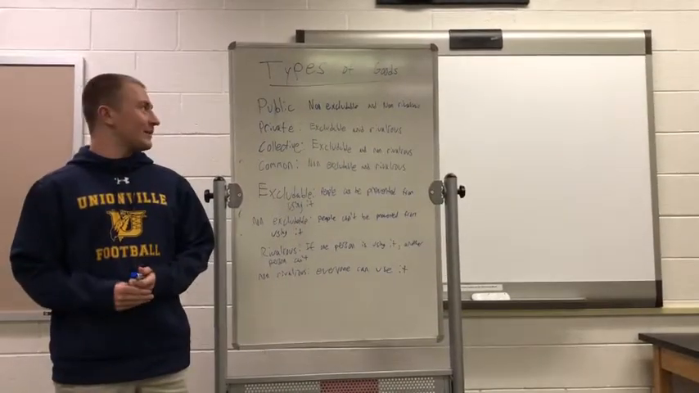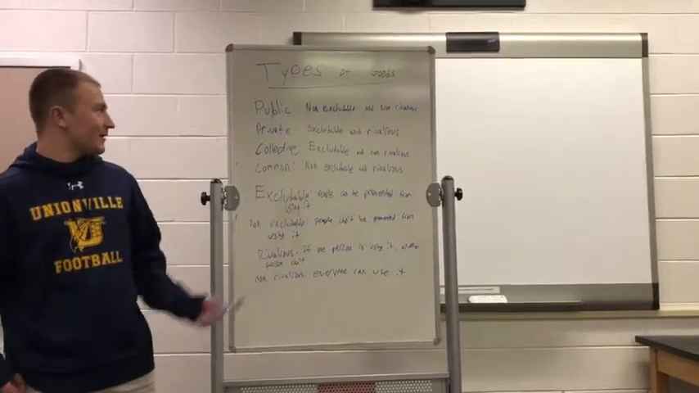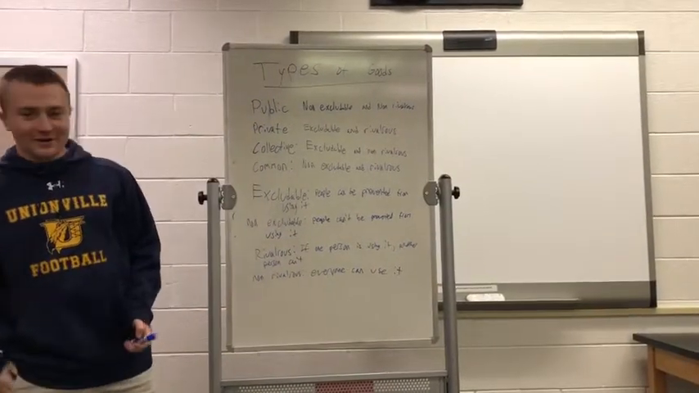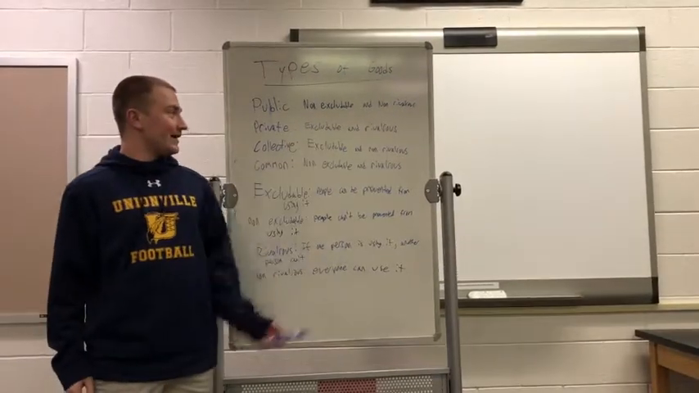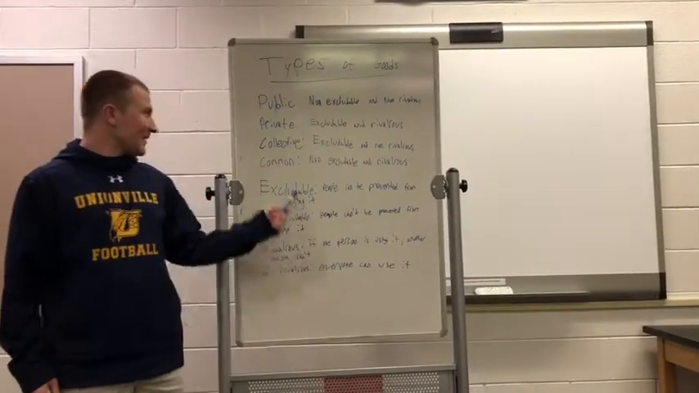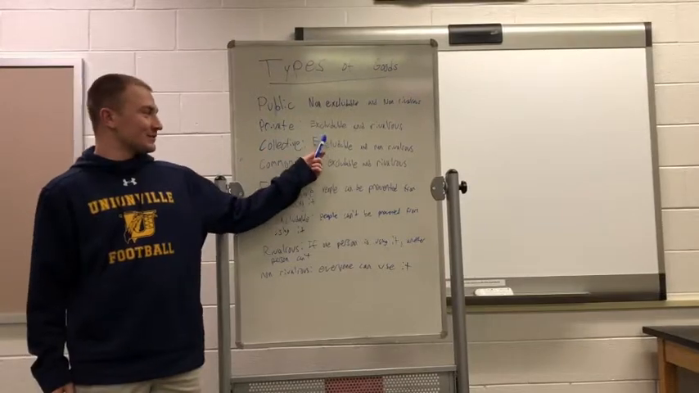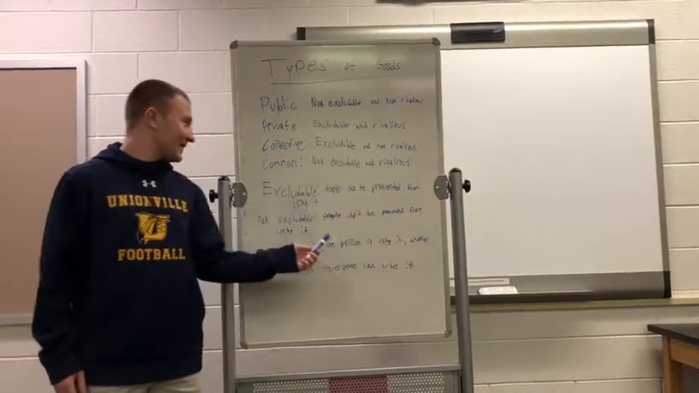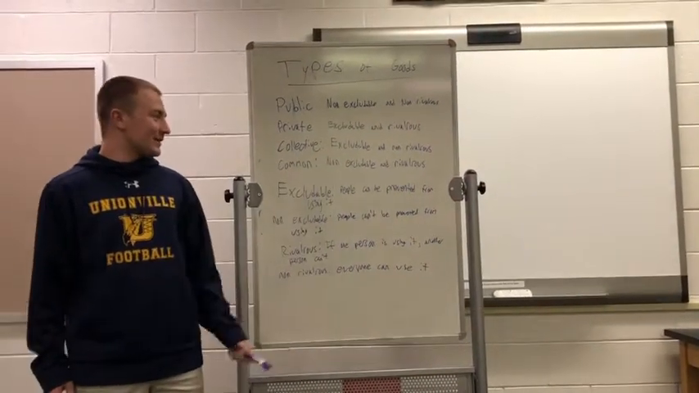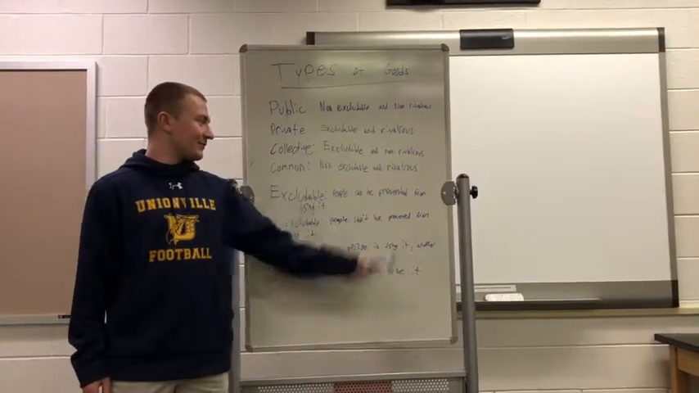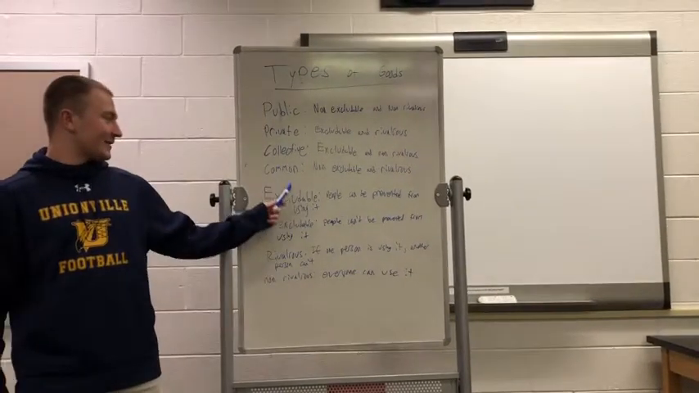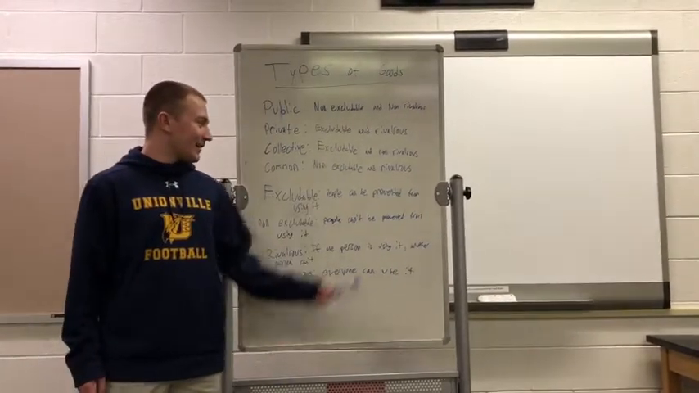Okay, so I'm doing types of goods, and we have public goods here, which are both excludable and non-rivalrous, and private goods, which are excludable and rivalrous. Then collective goods, which are excludable and non-rivalrous, and then we have common goods, which are non-excludable and rivalrous.